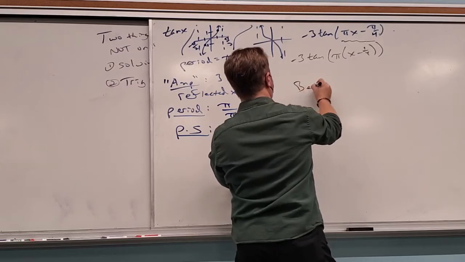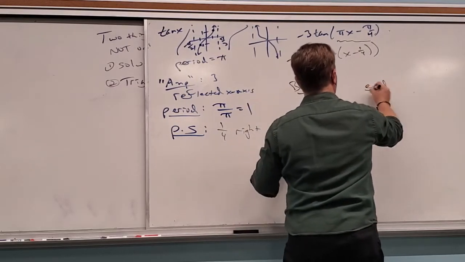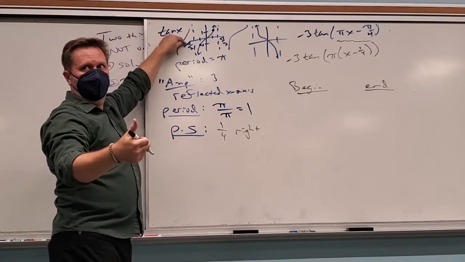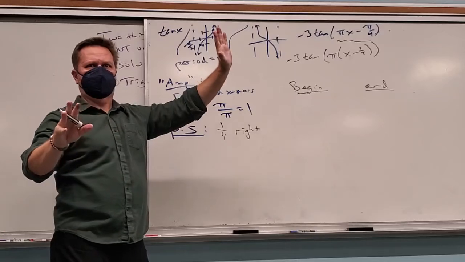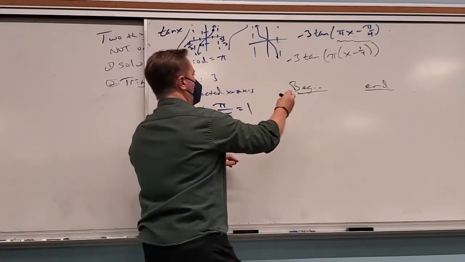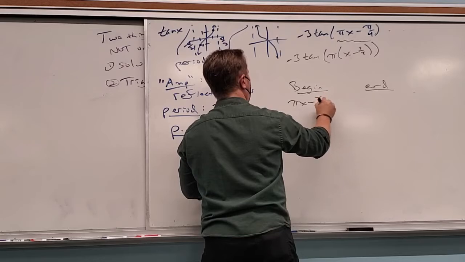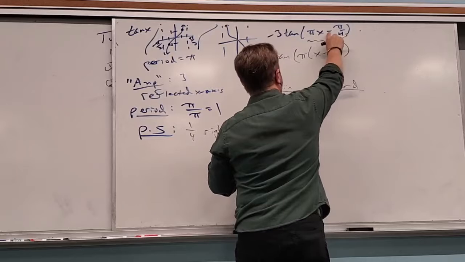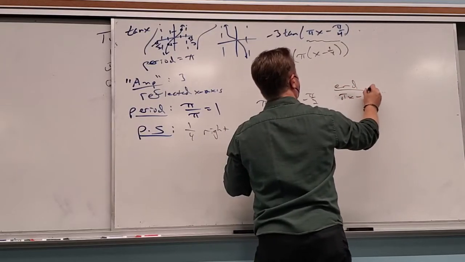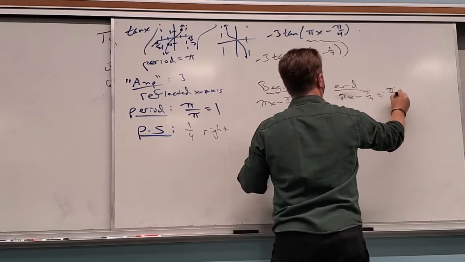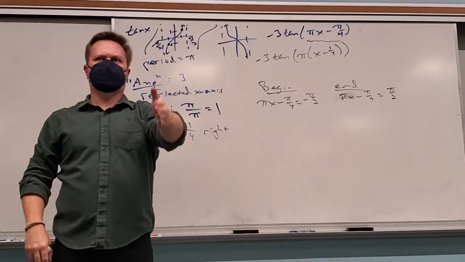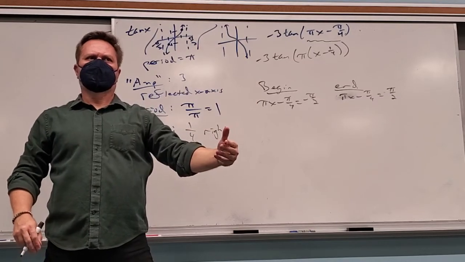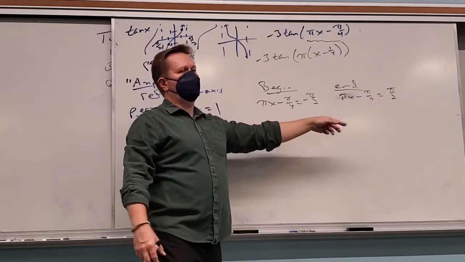Okay, what about begin, end? The normal tangent begins at negative pi over 2 and ends at pi over 2. So it's going to begin when the inside is negative pi over 2. It's going to end when the inside is positive pi over 2. So the first vertical asymptote is at negative pi over 2. The last one is at pi over 2. So then I can just solve this. Do you have to do this step? No, you don't.